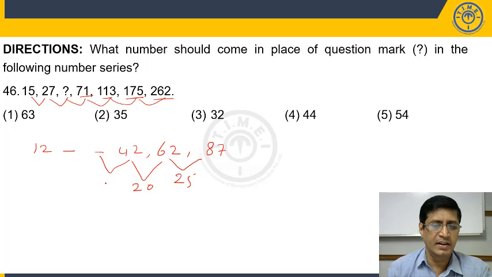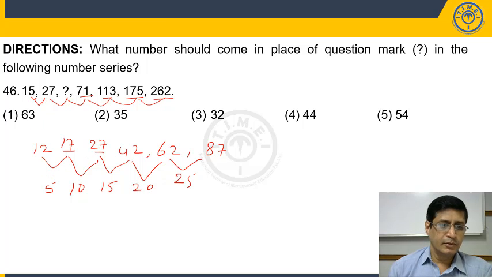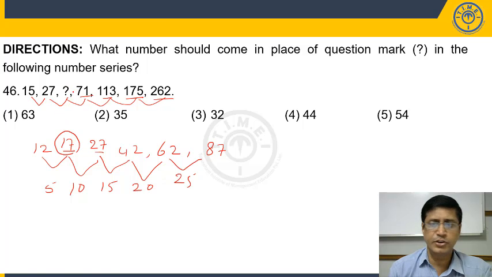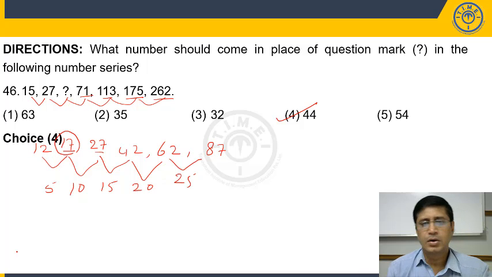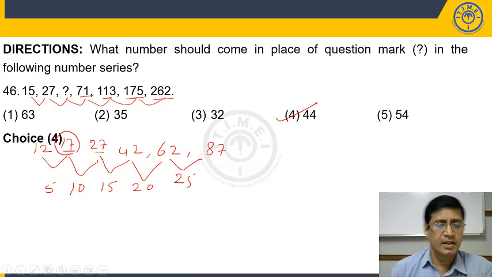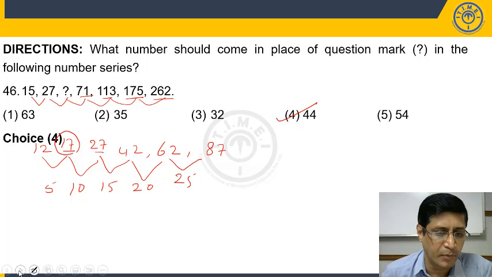So here you will find the difference as 15. Now in this position 10, whereas in this 5. So 12 plus 5, 17. 17 plus 10, 27. So what is the result? 15 plus 12, that is 27. 27 plus 17 is equal to 44. So right choice, option number 4. Choice 4 is the right answer for this example.